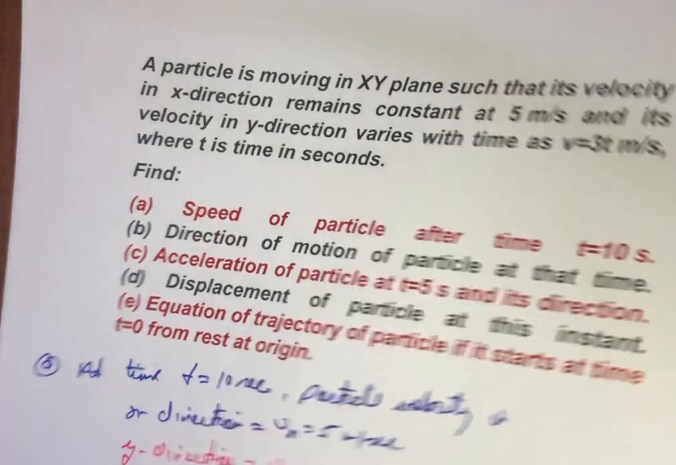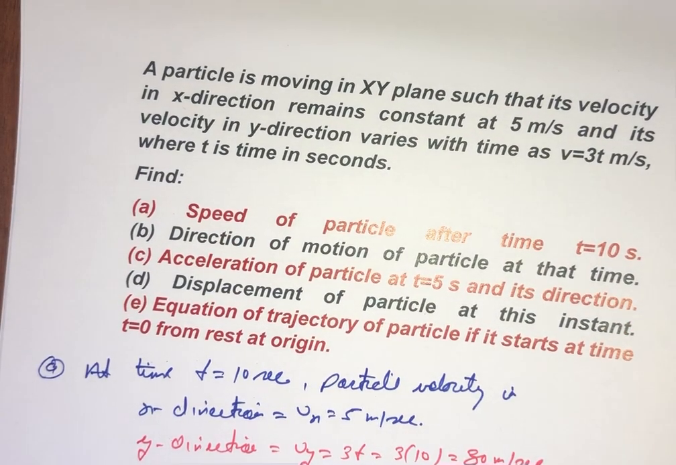In the c part, we are going to find out the acceleration of the particle at t equal to 5 seconds as well as its direction. As the velocity is in x direction as well as y direction, similarly the acceleration also will be in the x direction and y direction, and we can then find out their magnitude.